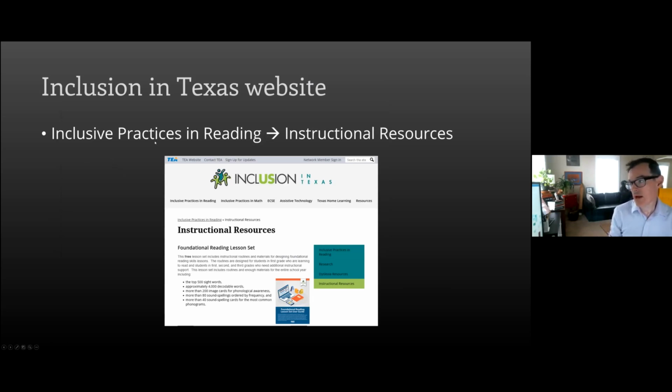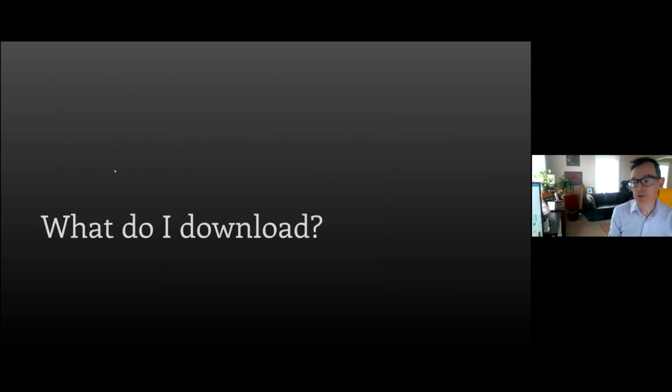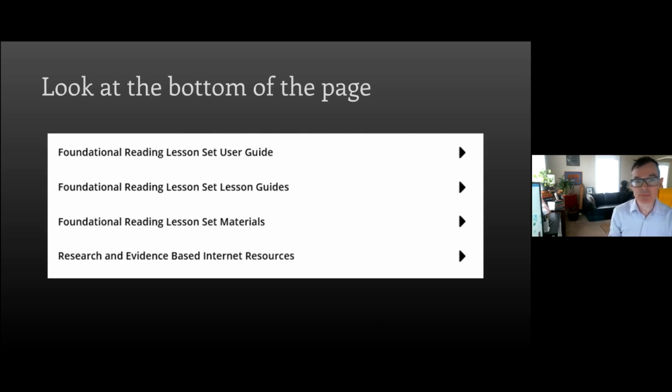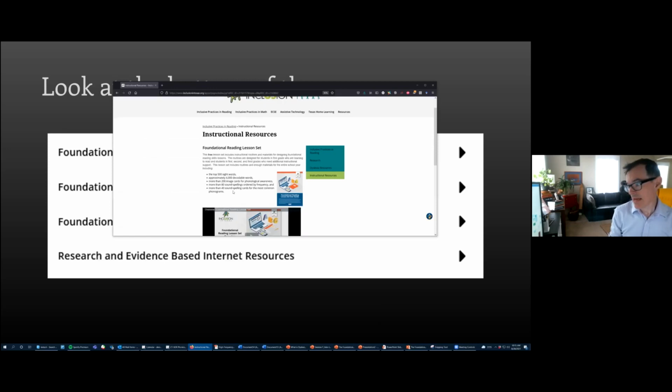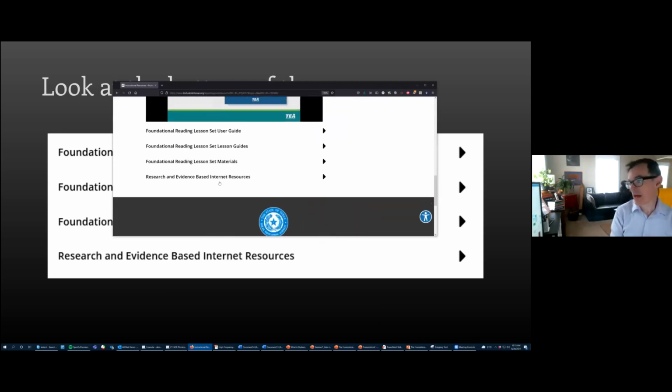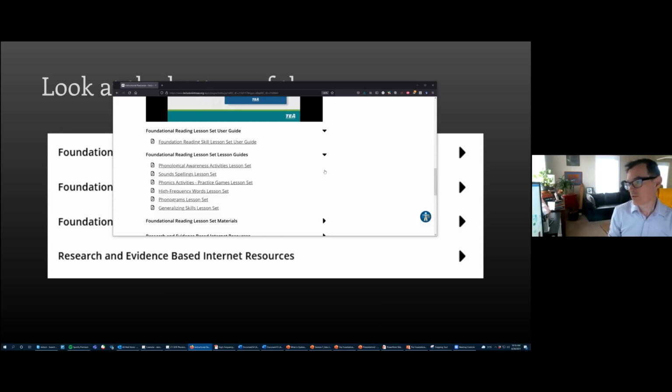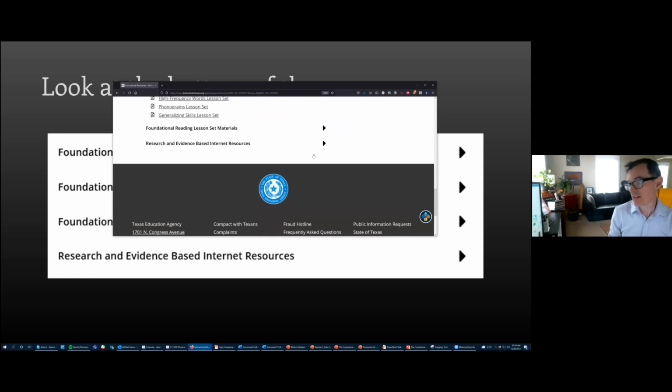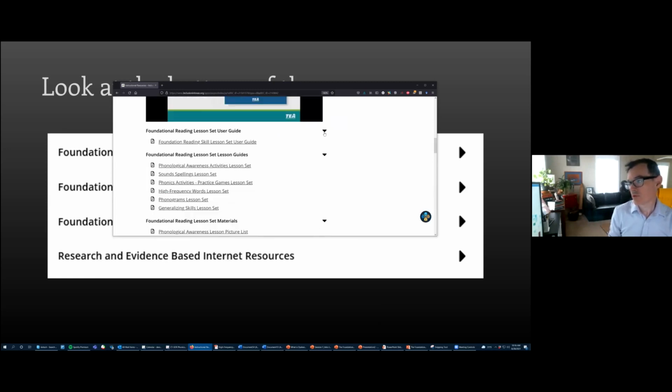Once you're on the Inclusive Practices in Reading Instructional Resources page, you need to figure out what you are going to download. At the bottom of the page, and I'm going to show you from the website as well, there are several tabs that look like this. The way you access them is you click on the little arrow. I think if you click on the words, it'll do it too. But the little arrow indicates you can open a subsection of this. So make sure that you click on the little arrow because these are the parts of the lessons that you're going to need. The materials are inside of these.